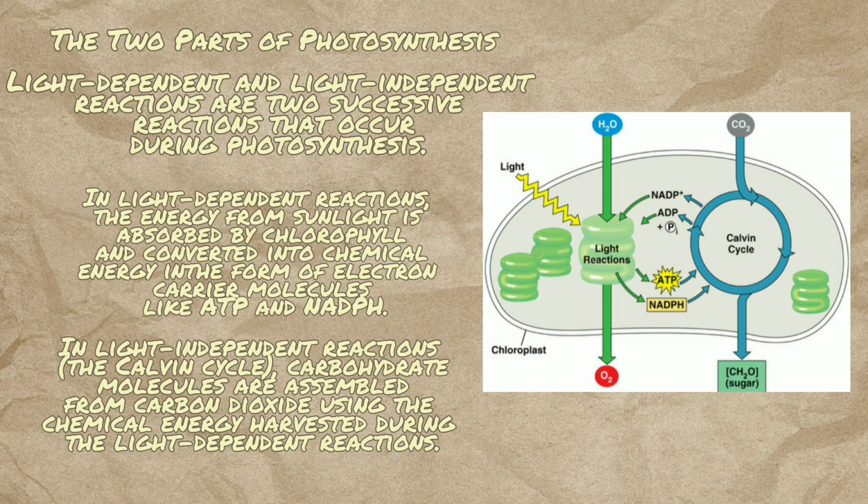The two parts of photosynthesis, the light-dependent and light-independent reactions, are two successive reactions that occur during photosynthesis. In light-dependent reactions, the energy from sunlight is absorbed by chlorophyll and converted into chemical energy in the form of electron carrier molecules like ATP and NADPH. In light-independent reactions, or the Calvin cycle, carbohydrate molecules are assembled from carbon dioxide using the chemical energy harvested during the light-dependent reactions.